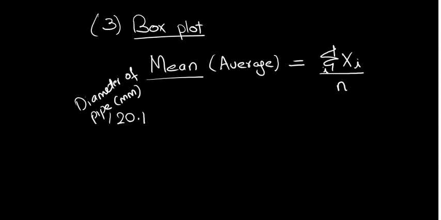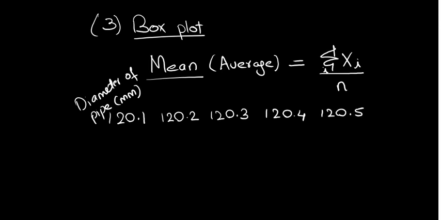Okay, and the obtained values are given below: 120.1, 120.2. I am arranging it in ascending order. When you actually do the measurement, it will be random, in a randomized fashion. But what you have to do, before plotting the box plot, is arrange it in a sequential manner, either in ascending or descending order. This is important. Only then can you actually do the box plot.